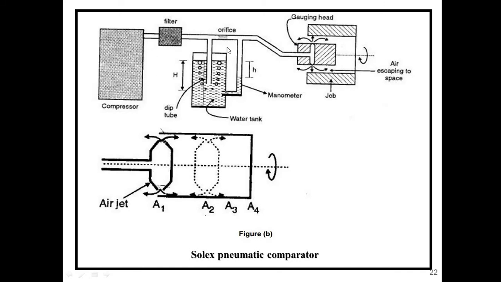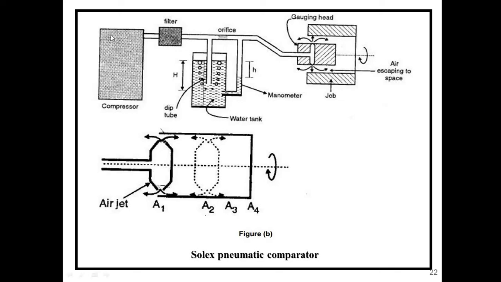You can see here, this is one of the pneumatic comparators, and the variation in the flow or back pressure due to change in the dimension of the workpiece is measured to indicate the variation in workpiece size. Now the rate of flow from the gauging head. Suppose this is a Solex pneumatic type of comparator. Here there is a compressor, this is the filter. Many times this question is asked: write a short note on the Solex pneumatic type of comparator.